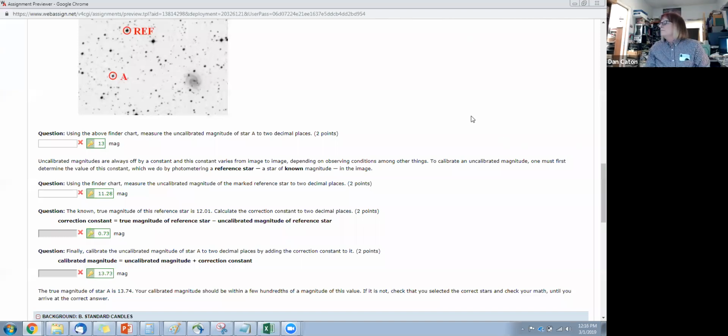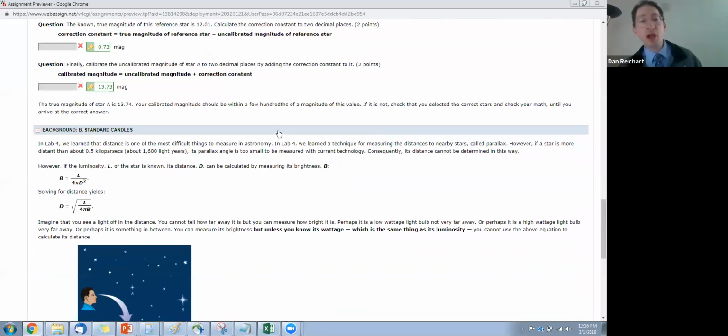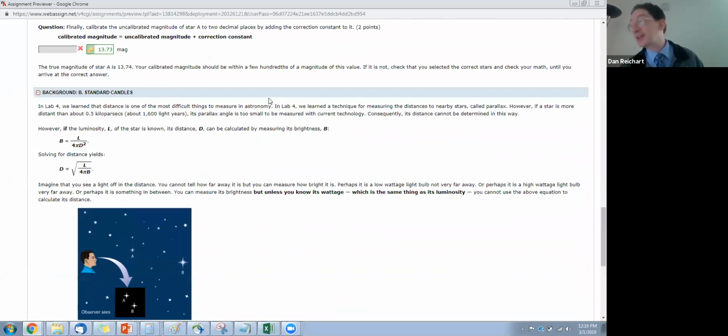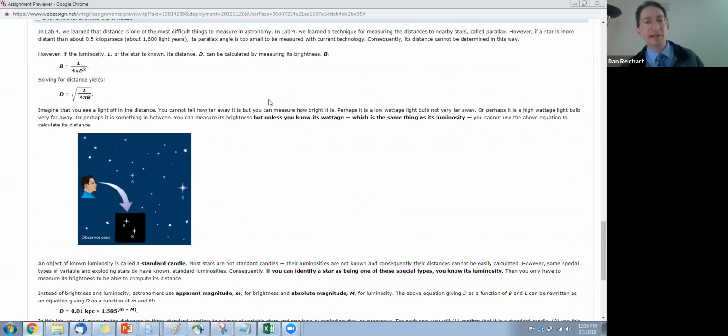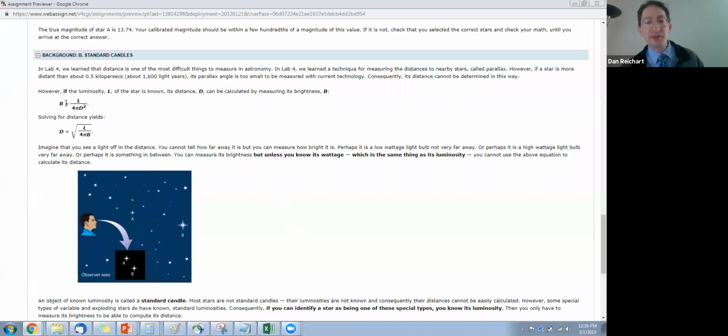Yeah. Okay. And continuing on with the background, the next background section is standard candles. And again, I emphasize distance is the hardest thing to measure in astronomy. You can't just see distance. Here's that same example where two stars appear to be the same brightness, but they're really different luminosities and different distances away. And they're all familiar with this equation.